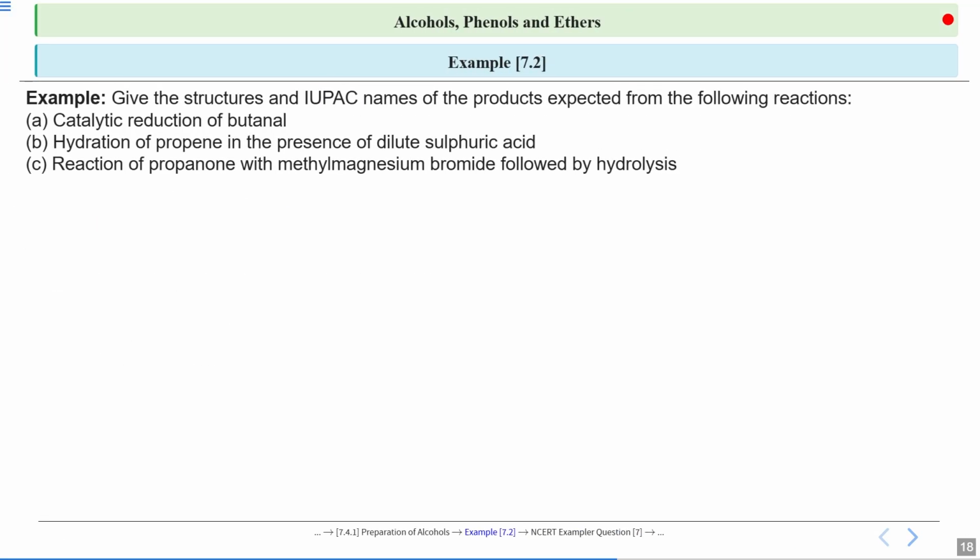Let's solve an example, 7.2. The example is: give the structures and IUPAC names of the products expected from the following reactions. We have three parts. A. Catalytic reduction of butanal. B. Hydration of propene in the presence of dilute sulfuric acid. And C. Reaction of propanone with methyl magnesium bromide followed by hydrolysis. So you have to give the structure along with the IUPAC name of the products that form in all these three reactions.